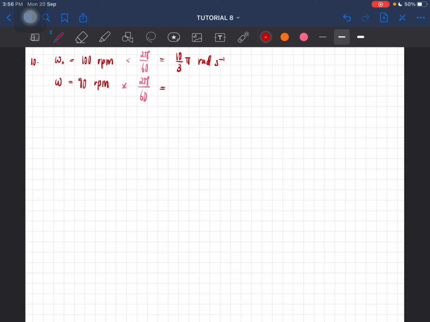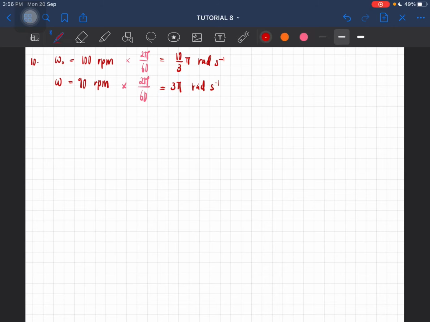Sometimes I don't prefer to change it into decimal points because you will round off a few numbers, causing the answer to be somehow not the same as the final answer. Okay, so if you can keep it this way, keep it in fractions, or the 10 pi over 3, keep it that way.